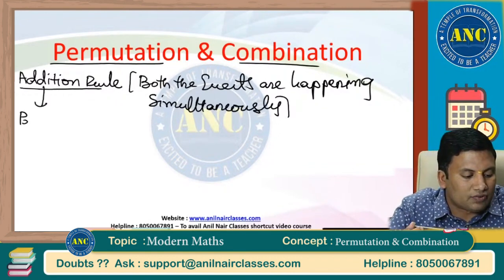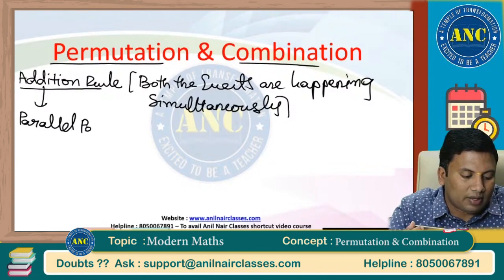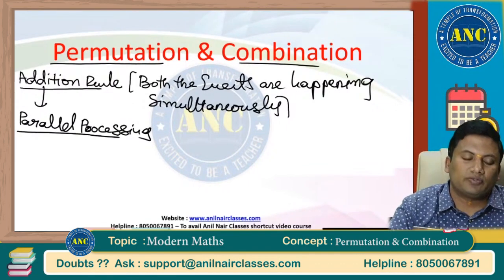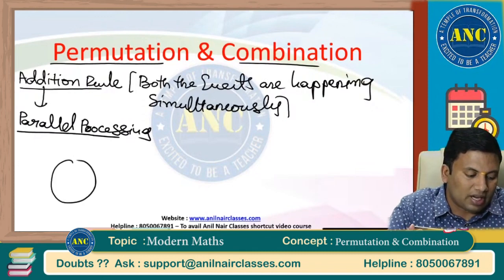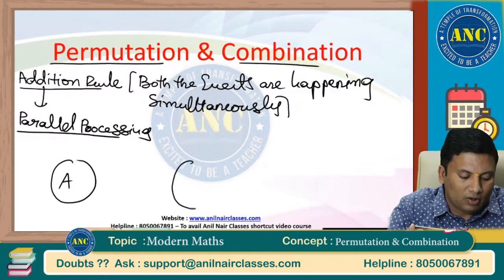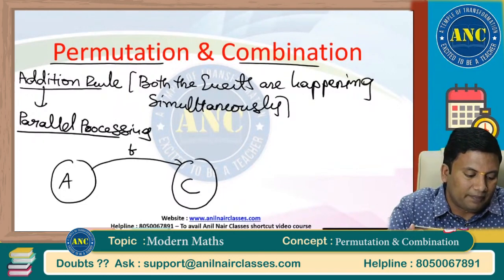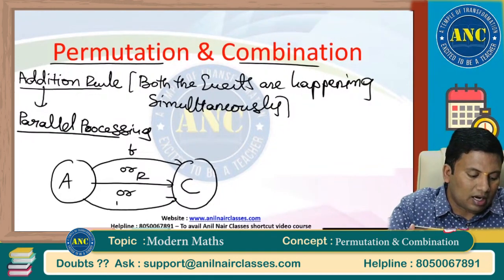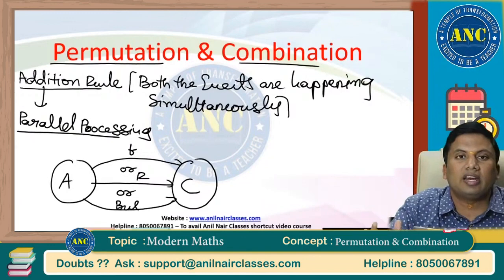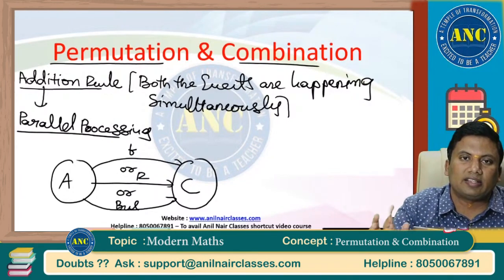Addition rule is for parallel processing. Suppose I am there at Hyderabad. I have to go to Palakkad. Either I can choose flight, or I can choose rail, or I can choose bus. All the three events are happening parallelly at the same time.